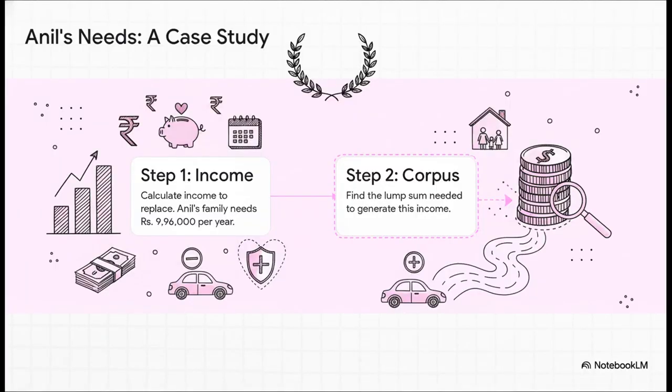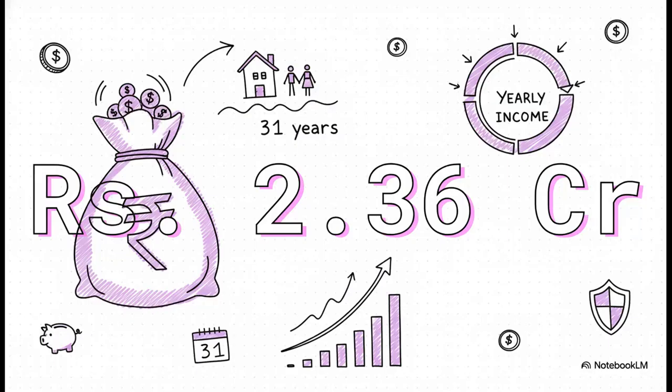So let's talk about Anil. Step 1 is figuring out how much income his family truly needs to replace. So we start with his total income, and then we take out the stuff that's just for him. His personal spending, his loan payments, his insurance premiums. After we do that, we're left with the amount his family needs to live on each year, which comes out to 9,96,000 rupees.